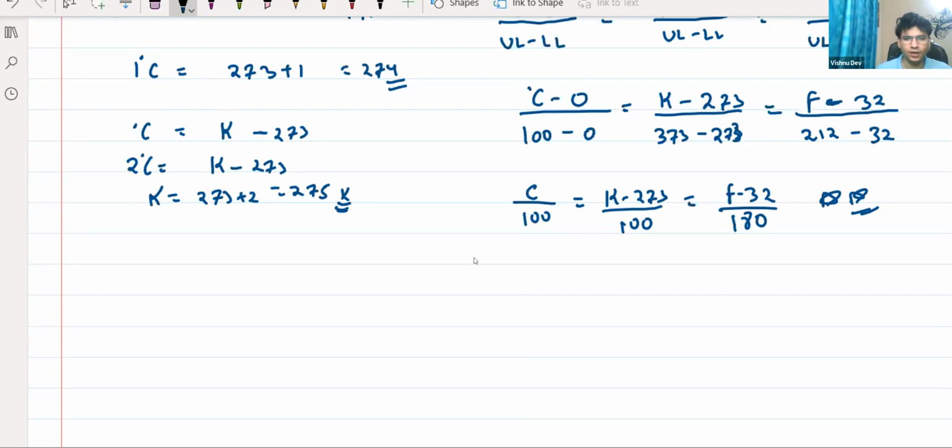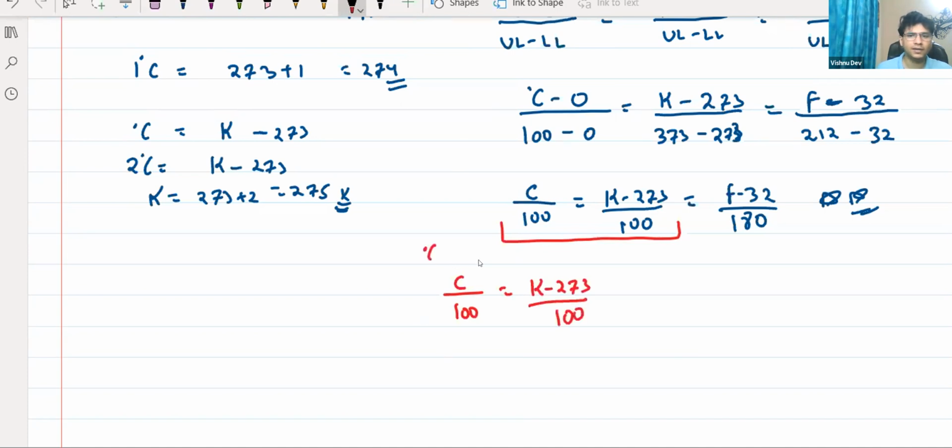First of all, if you want to convert degree centigrade into Kelvin, we will use these two only. So we will use this: C by 100 is equal to K minus 273 by 100. For degree centigrade to Kelvin conversion, or Kelvin to degree centigrade conversion, don't you think that this 100 will get cancelled? Yes or no? Raise your hand.